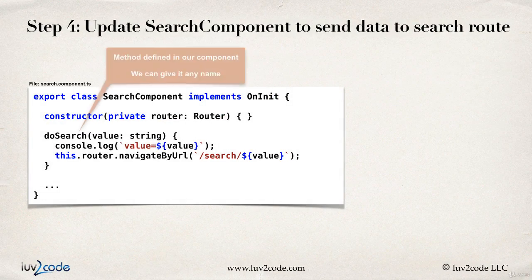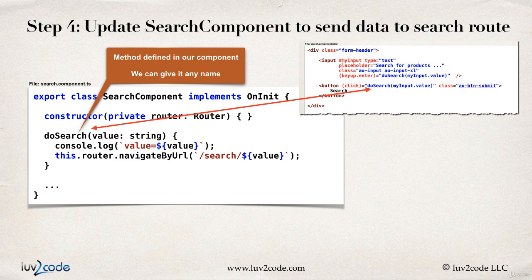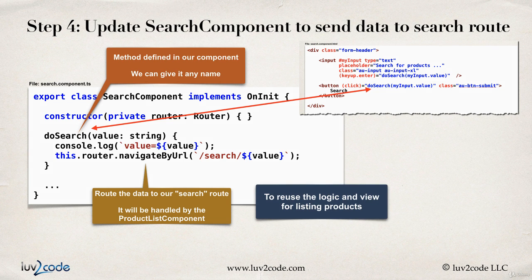Here's our component code. So here's the method doSearch. And this maps over to the HTML page, doSearch, passing in the value. We simply log the method, and then we say this.router.navigate by URL. So we're going to route to our search route. It's going to be handled by the product list component, and we'll pass over that search data. And again, we're going to reuse the logic in view for listing our products. So we know how to search by category. Here we're going to search by keyword, but here it'll send it back to the same component for viewing the list of products.